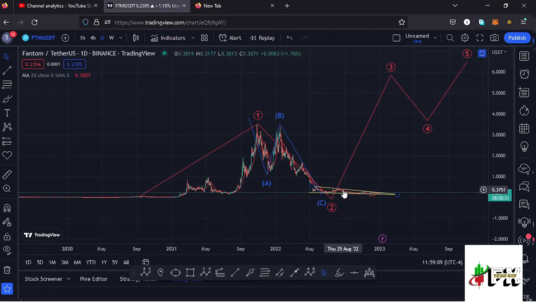And after seeing the formation of a higher Elliot wave count 2, whatever we expect next is a bounce to the upside in the formation of a higher Elliot wave count 3, and that is what I'm expecting to play out on the long-term scenarios.